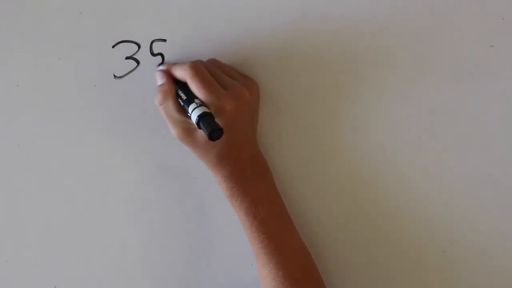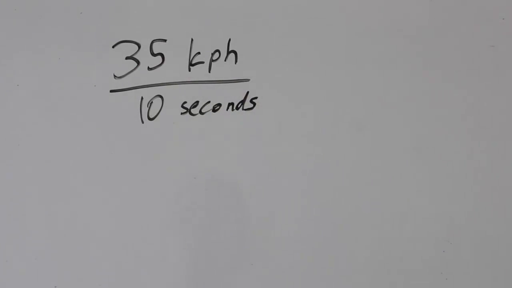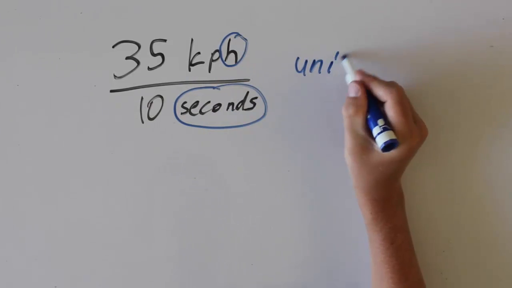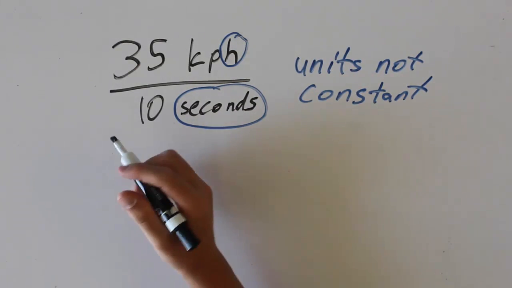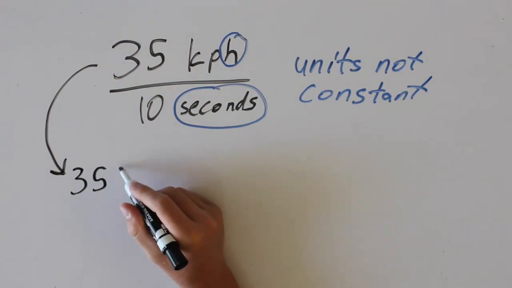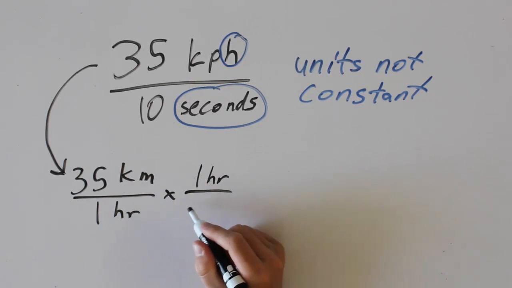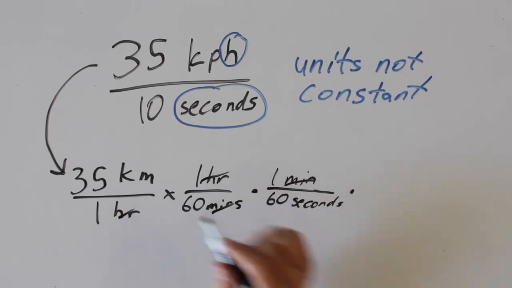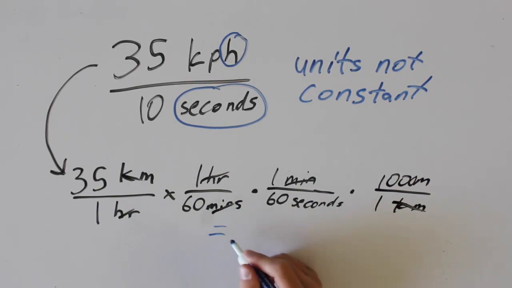But before we calculate this acceleration, let's look at the units. This equation includes kilometers per hour and seconds, which means that we have two different units of time, hours and seconds. So let's try to convert this into meters per second per second. Our change in velocity is 35 kilometers per hour, and we want it to be meters per second. So first we'll multiply by 1 hour over 60 minutes and 1 minute over 60 seconds to convert hours to seconds. Then we'll multiply by 1,000 meters per kilometer to convert kilometers to meters. As you can see, the units for change in velocity cancel out to become meters per second.